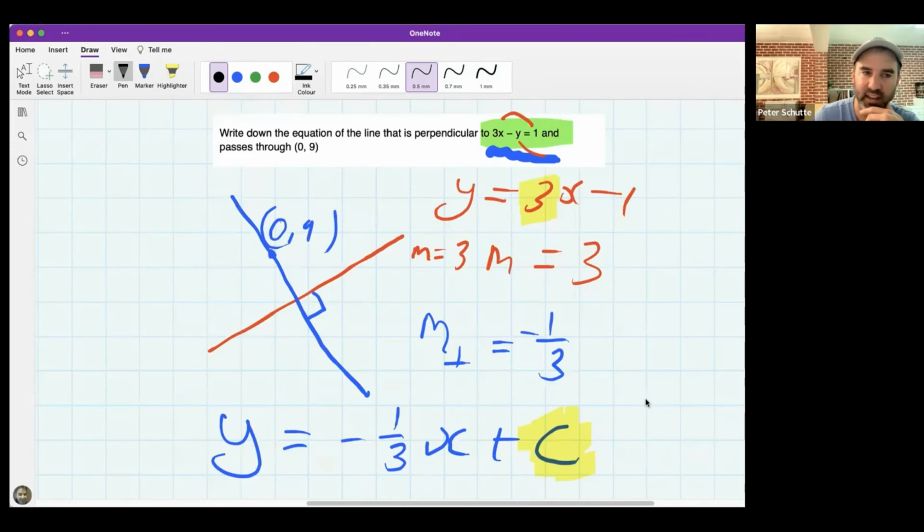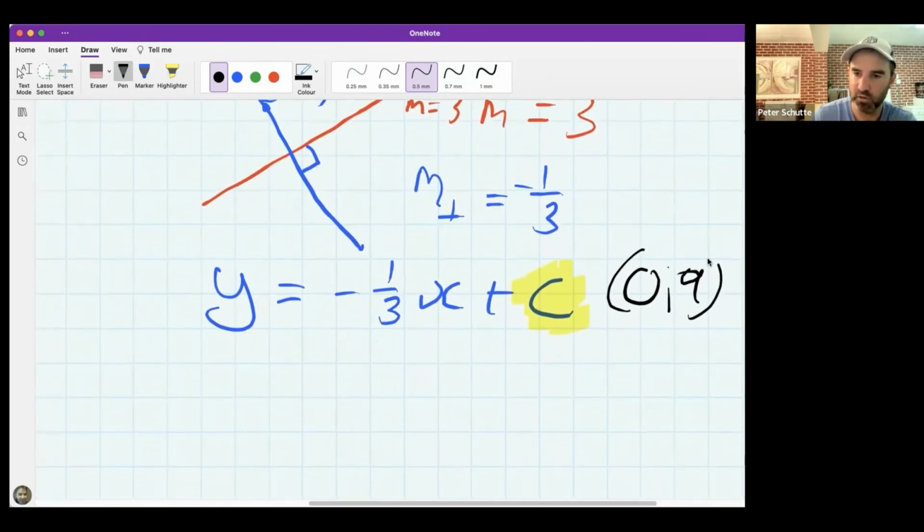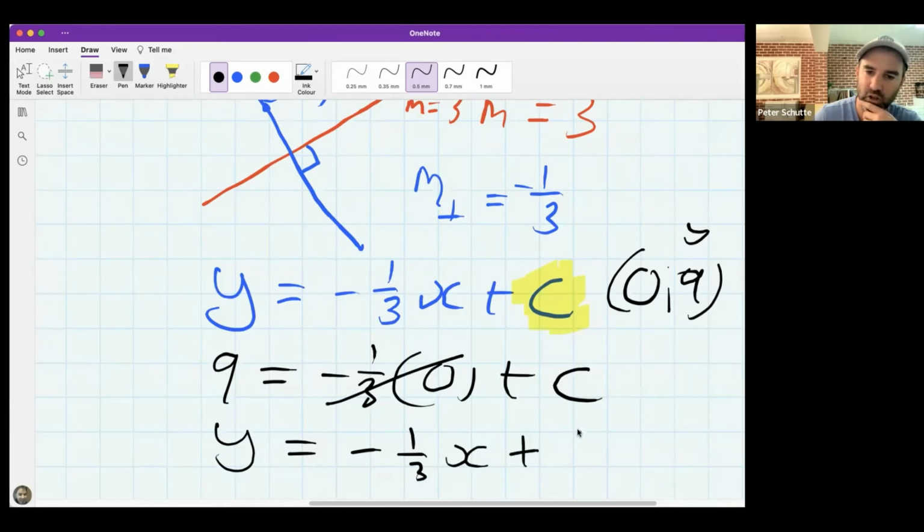So I have to take that point. I have to substitute. Yes, I have to take the point, and the only point I'm given is 0, 9. And so let's substitute. This is y. So 9 equals, and this is going to become a 0. Good news is that 0 times anything is nothing. And so, oh yes, well done, Sihawu. That's correct. The equation of the perpendicular line should be minus a third x plus 9.